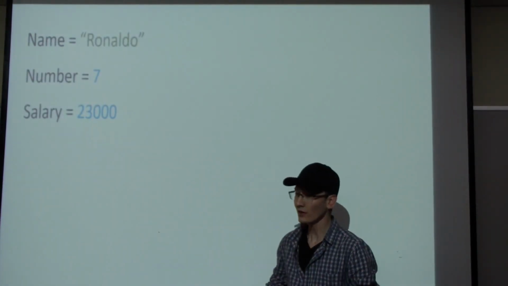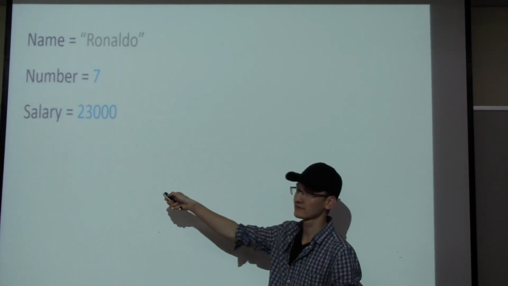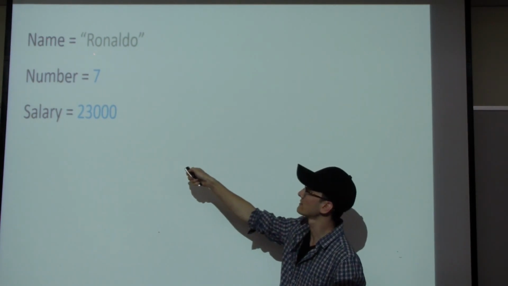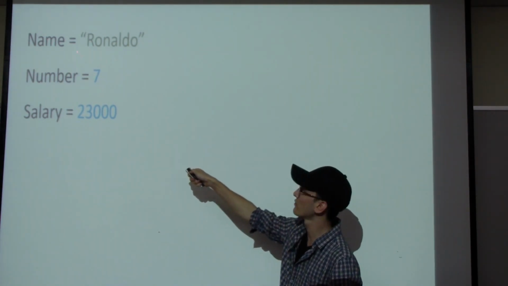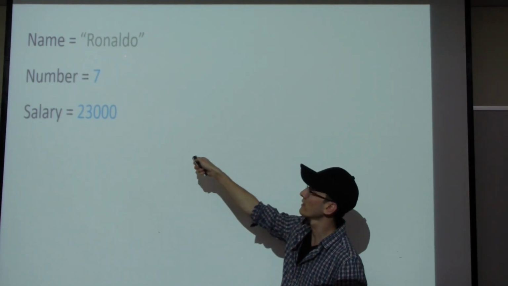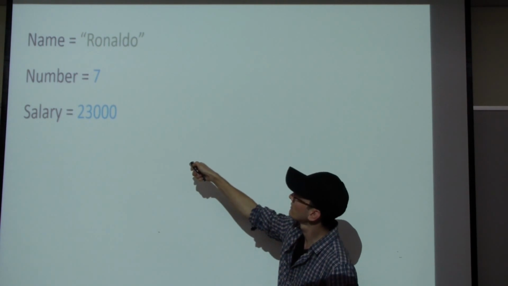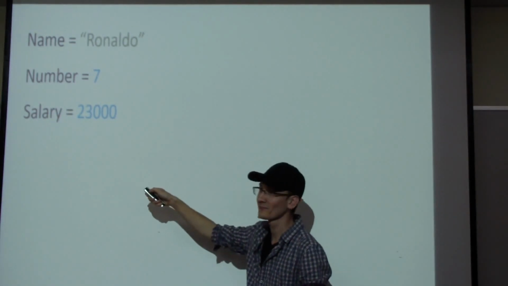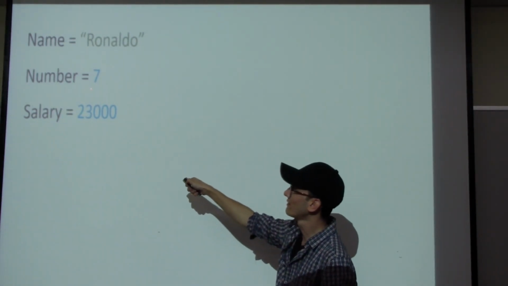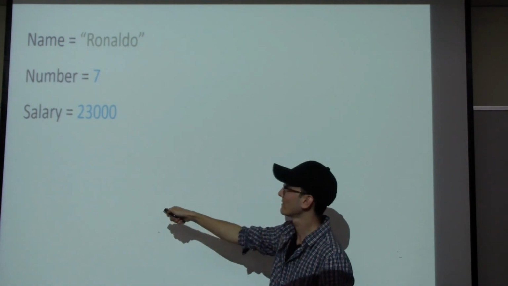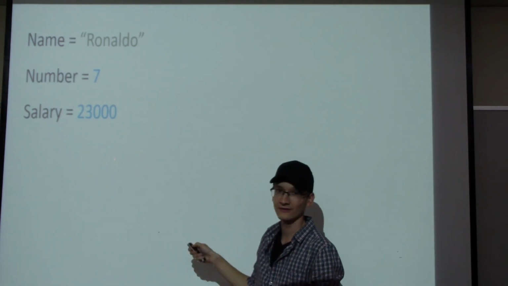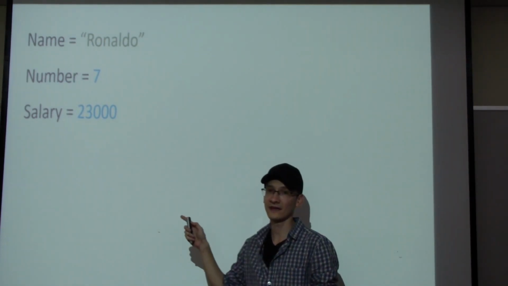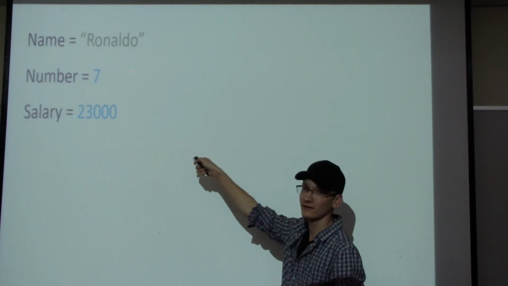Now here we created three variables. For example, the first variable is name, and this variable takes a string value, and the value is Ronaldo. You know him. The second, we have a number equals to 7. And the salary is 23,000. It is just an estimation. This is only an example. You can write anything, any data or any number.